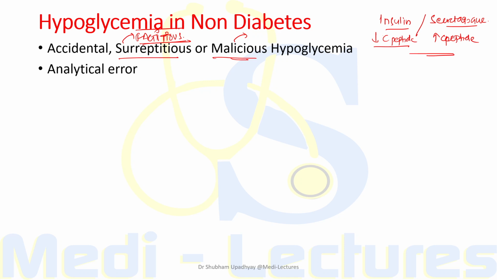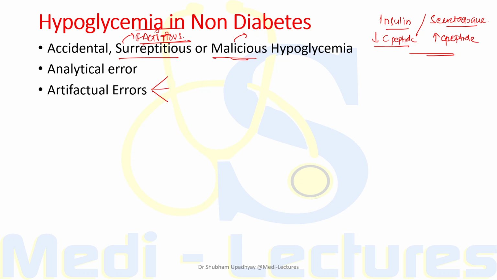Sometimes there can be analytical error in measurement of blood glucose. The patient is absolutely fine, but the blood glucose levels are low in the measurement. There can be artifactual errors, that is, when we have collected the blood sample, there is continued glucose metabolism by the formed elements of blood like leukocytes, erythrocytes as well as thrombocytes. This occurs due to delayed separation of serum from the formed elements.